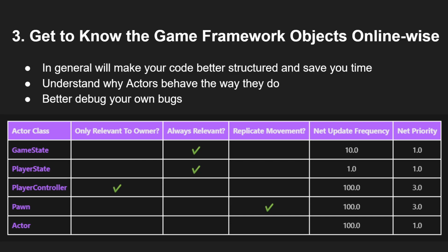So we have the player controller, for example. It says that it's only relevant to owner, and this means it is the kind of behavior you've already met, where on a client, only the player controller for that client exists on that client instance. The other remote clients do not have their own player controllers on your machine, and this is because of this simple flag here. And the pawn, for example, has replicate movement turned on. It makes sense considering pawns are meant to move.